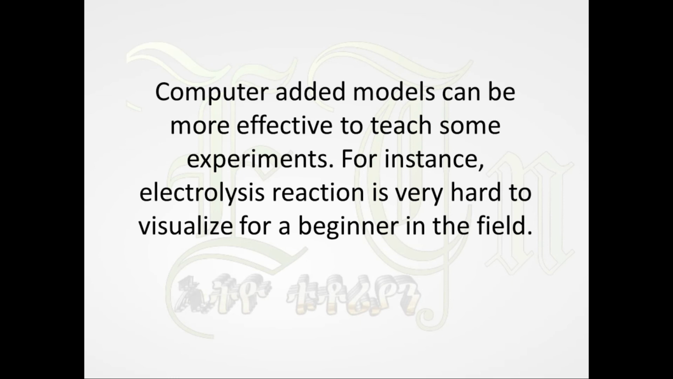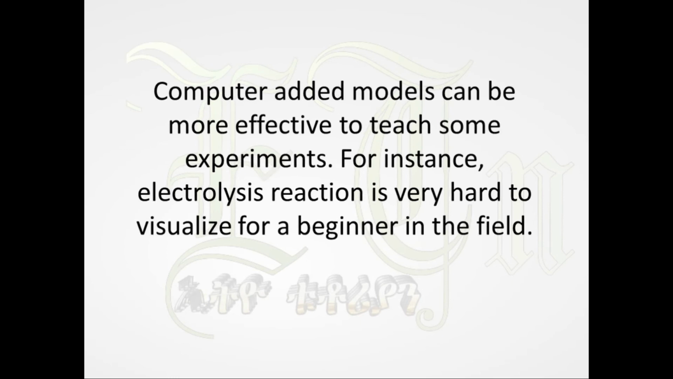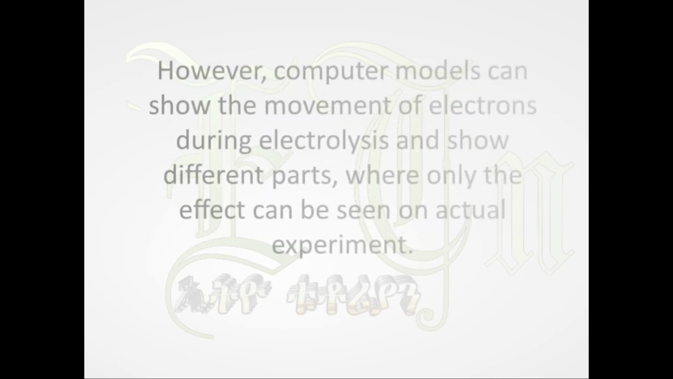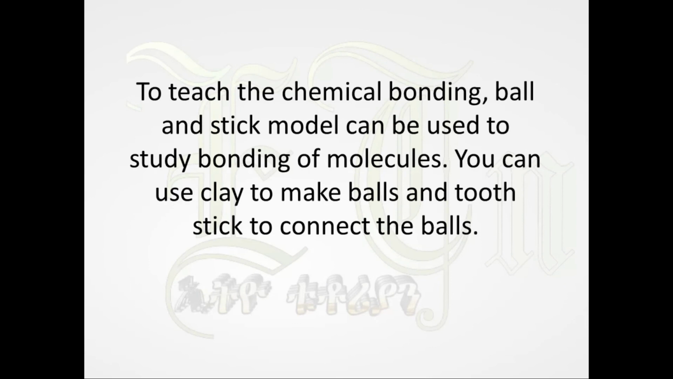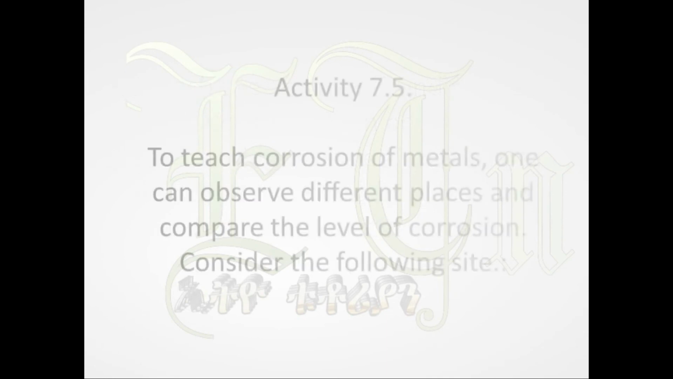Computer-aided models can be more effective to teach some experiments. For instance, electrolysis reaction is very hard to visualize for a beginner in the field. However, computer models can show the movement of electrons during electrolysis and show different parts, where only the effect can be seen on actual experiment. To teach the chemical bonding, ball and stick model can be used to study bonding of molecules. You can use clay to make balls and toothsticks to connect the balls.